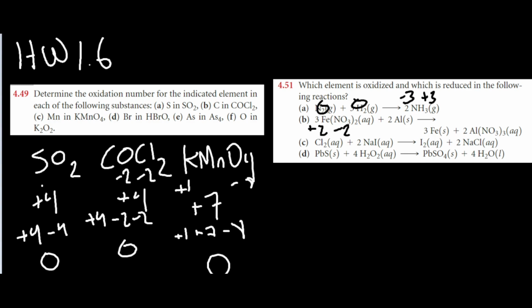And then aluminum, since it's by itself in its natural form, is going to have an oxidation state of 0. And then we look at the products, we're going to find that iron is in its natural state, 0. And we're going to find that aluminum has a positive charge, where it's plus 3, because there's 3 nitrates, and as we know, nitrate has a minus 1 charge. So it's going to be minus 3.